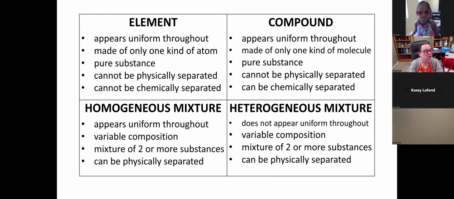So just knowing if it's uniform looking, just taking a visual look at it, isn't enough to decide uniquely what category it's in. You've got to think about the other bullet points. So the second bullet point is, what are the elements made of? What are the compounds made of? How do the mixtures have variable composition? That's all the second bullet point. The third and fourth bullet points talk about how they can be separated or not.